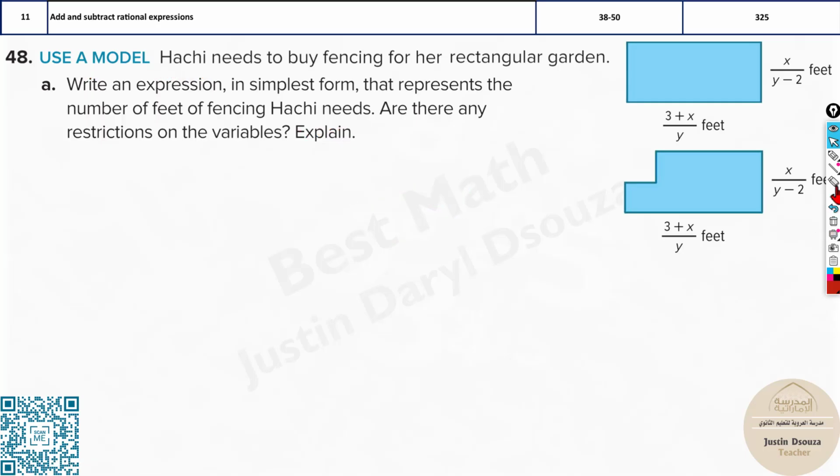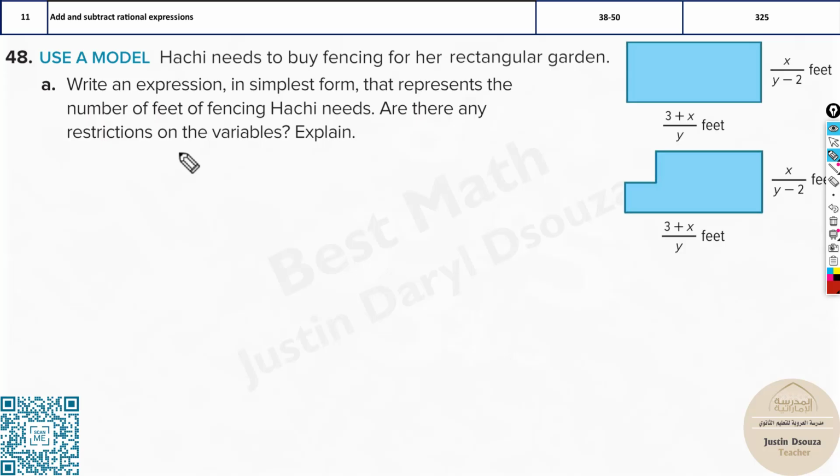And now we have some real world problems. Here, Hachi needs to buy fencing for a rectangular garden. You can see that's the first figure. Write an expression in the simplest form that represents the number of feet of fencing Hachi needs.